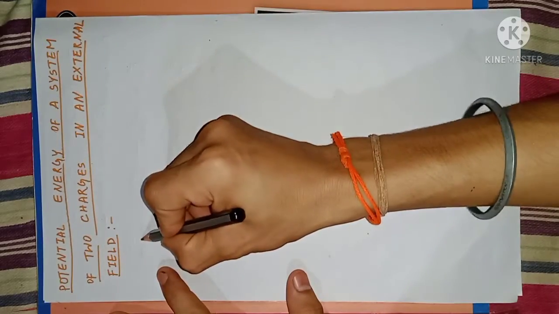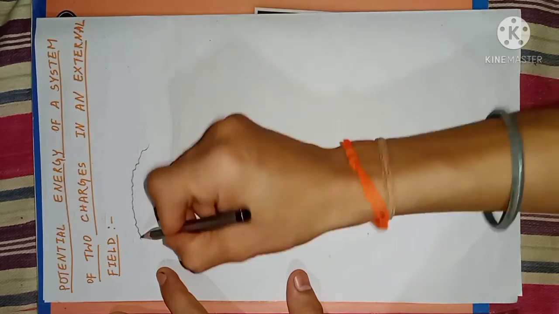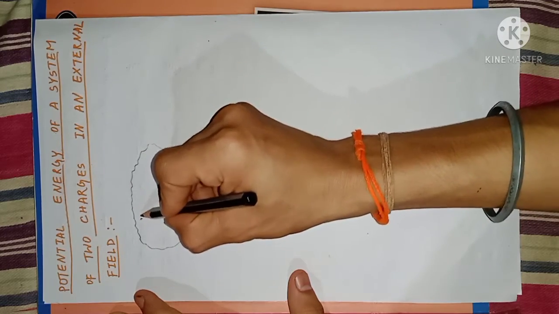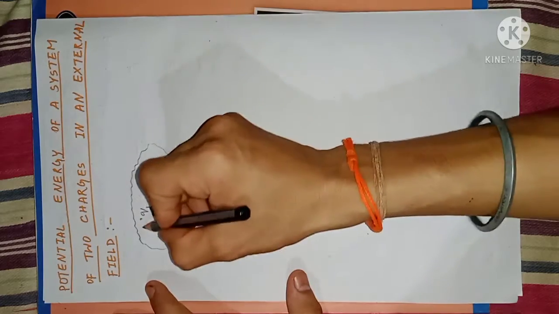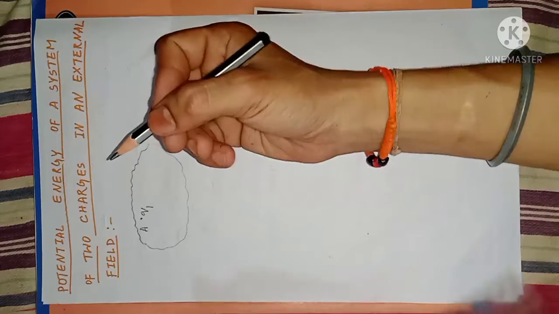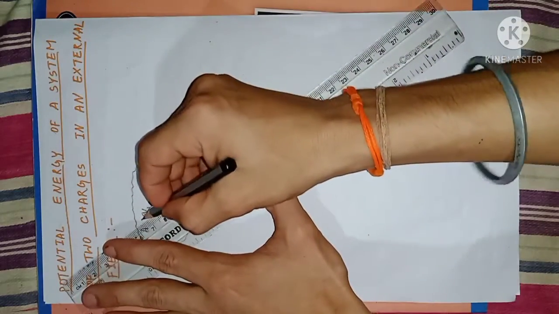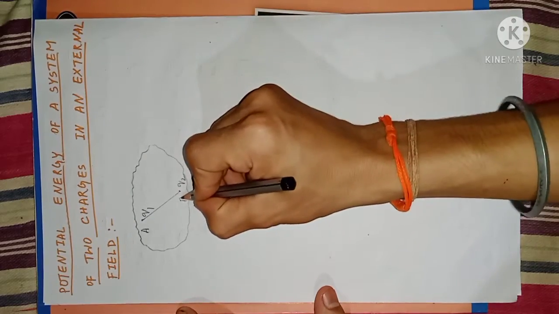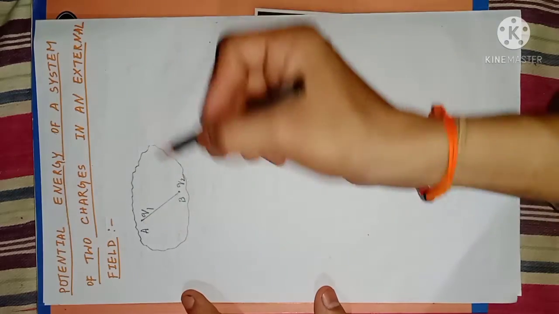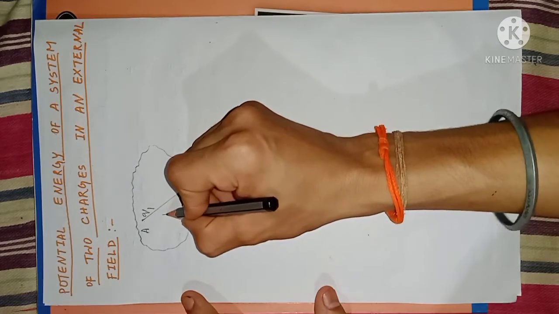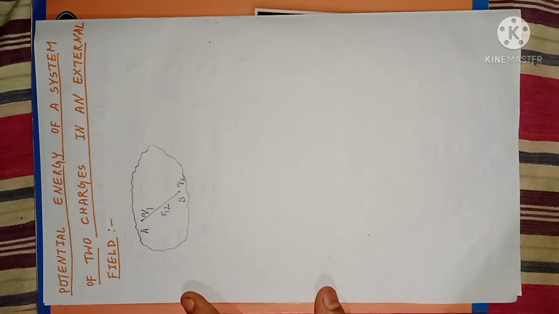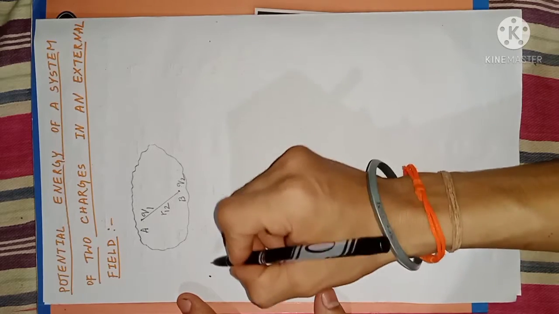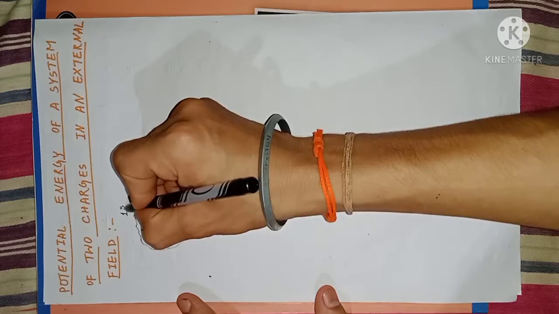Suppose this is a rough surface of charge Q1. Let this point be named as A. Suppose another point charge, that is Q2, is at point B. So the distance between Q1 and Q2 is R12. So let us consider that this is the first case.